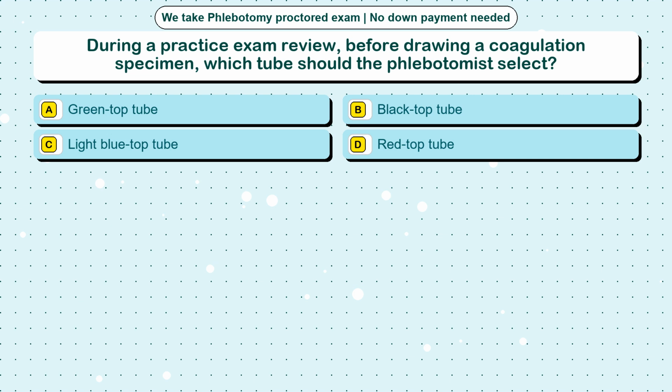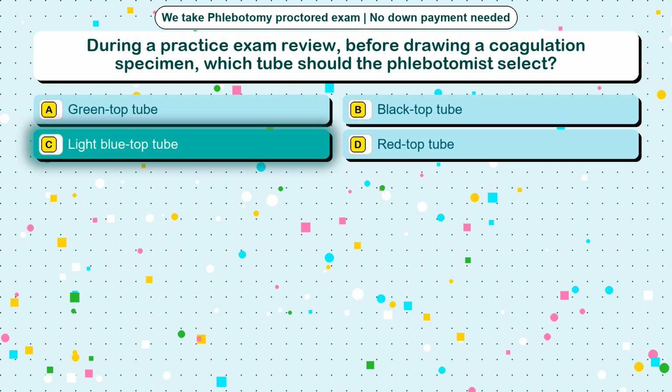Question 1. During a practice exam review, before drawing a coagulation specimen, which tube should the phlebotomist select? Option A, green top tube. Option B, black top tube. Option C, light blue top tube. Option D, red top tube.